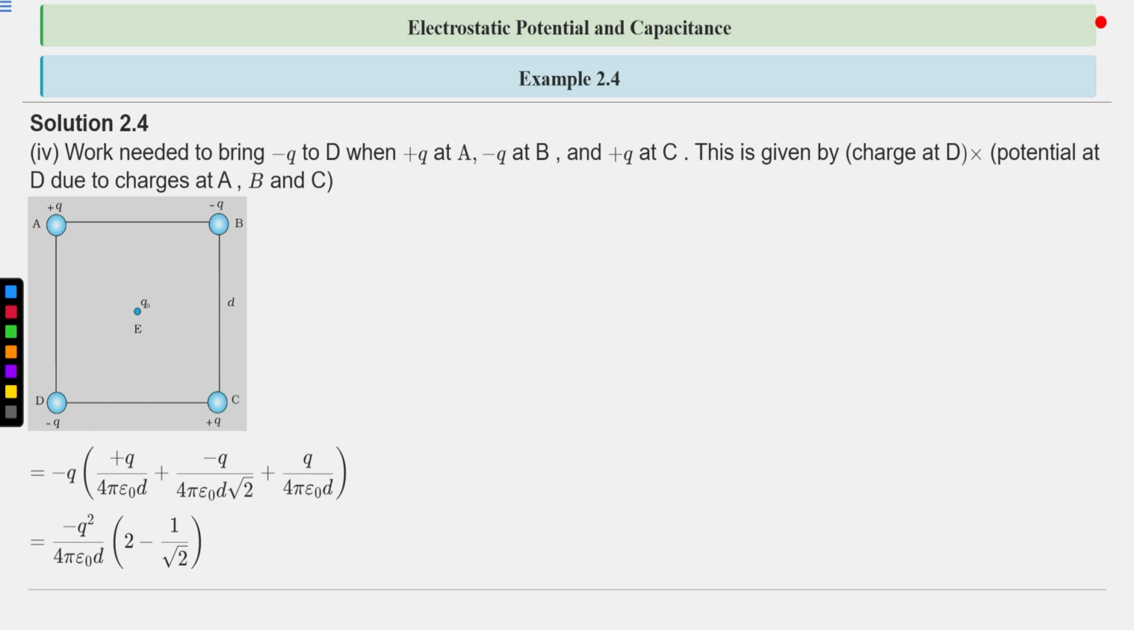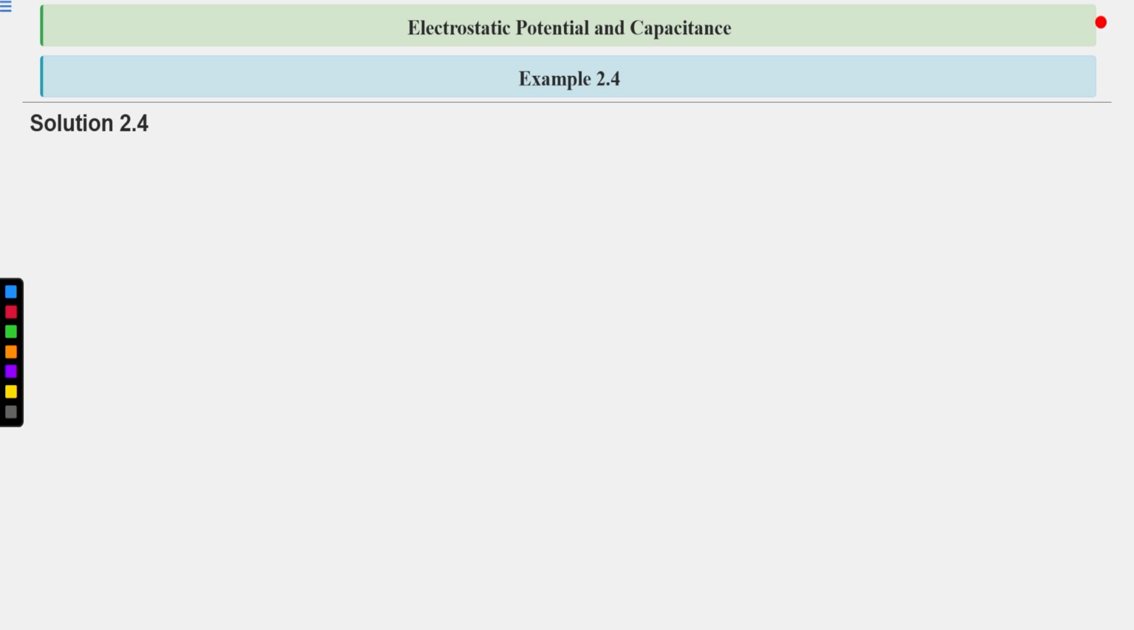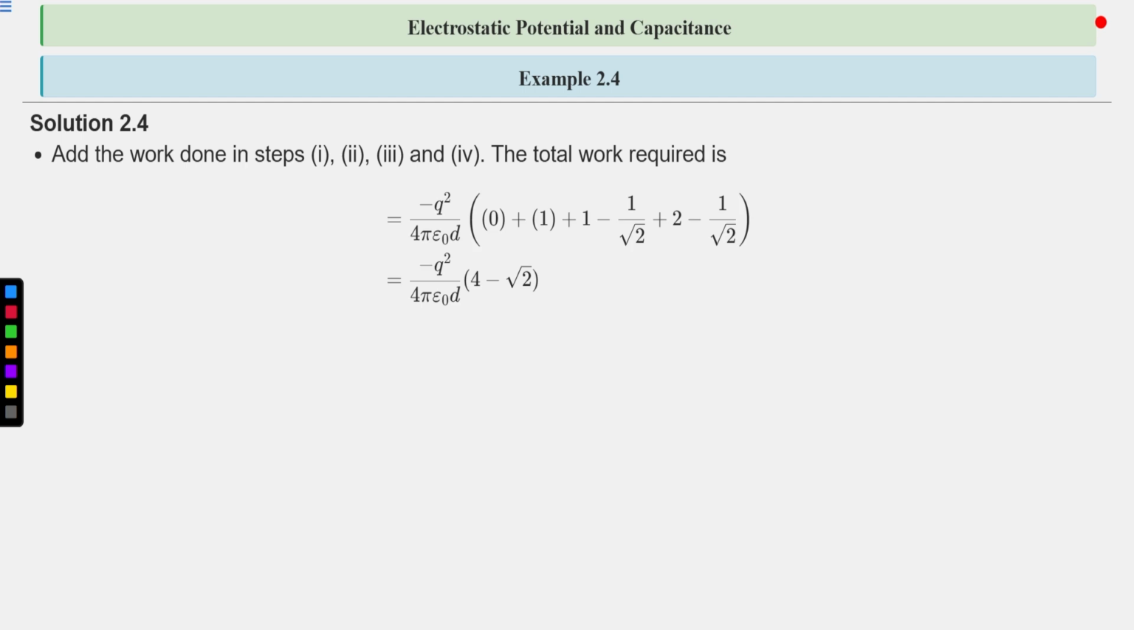So now we have calculated the work. Work done to bring this plus Q charge is 0. This minus Q charge is something we calculated. Plus Q charge at C we also calculated. And minus Q charge at this D point we also calculated. Now total work done is the sum of all these work done. Add the work done in steps 1, 2, 3, and 4. The total work required is this.